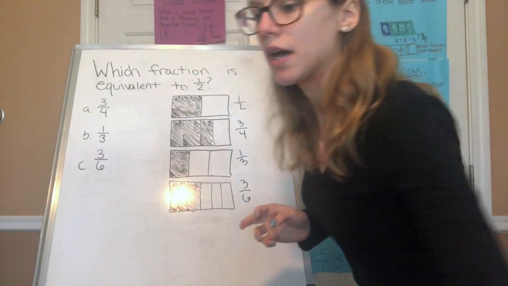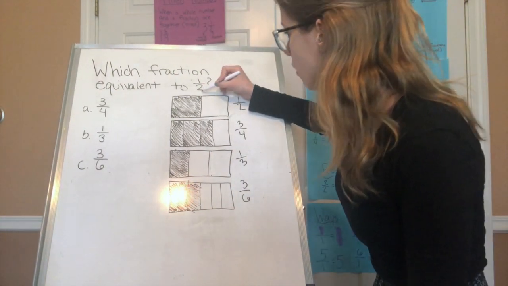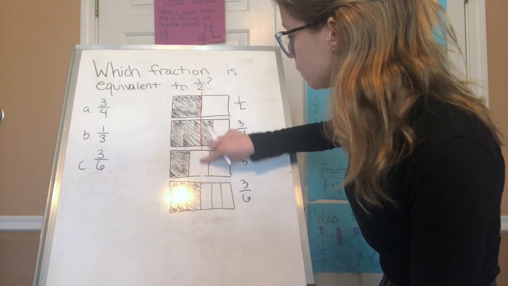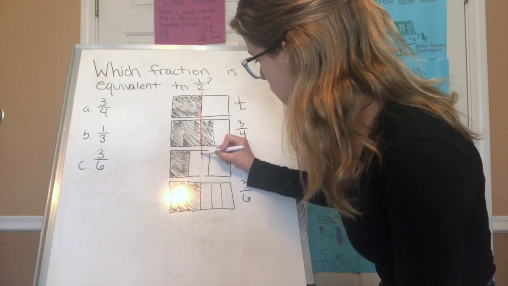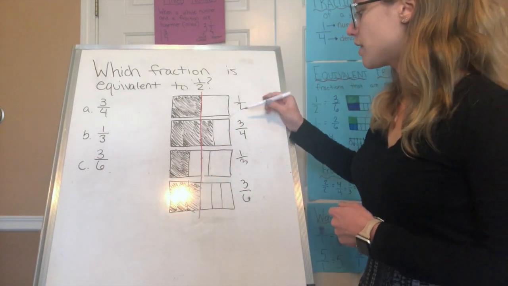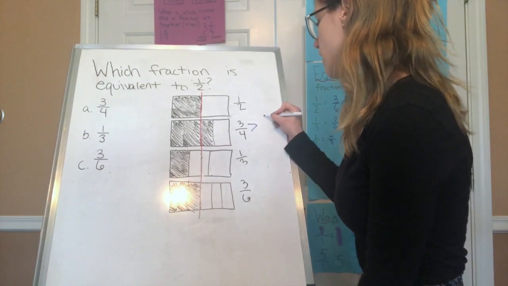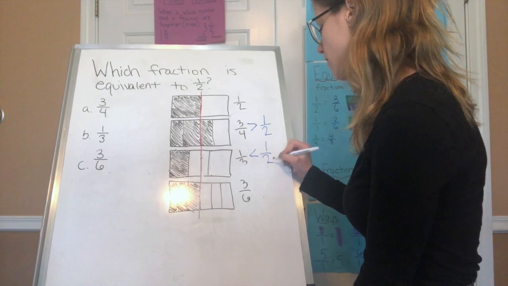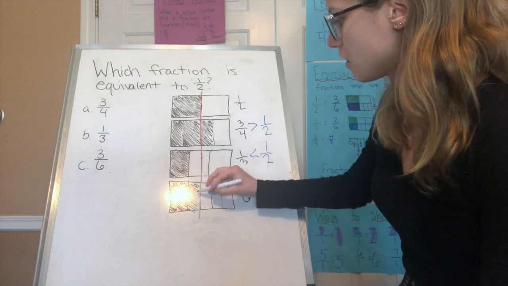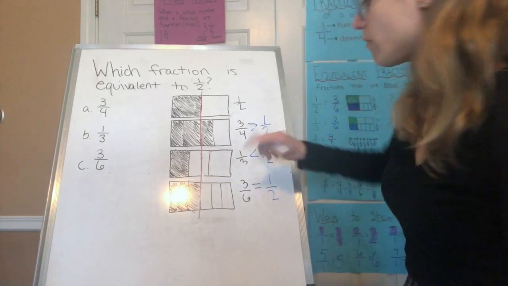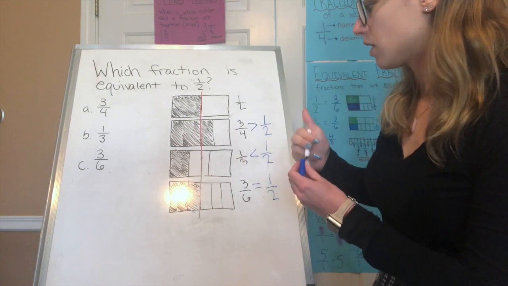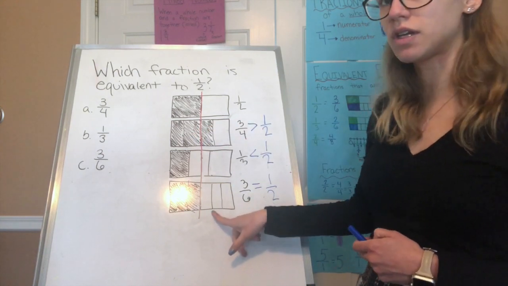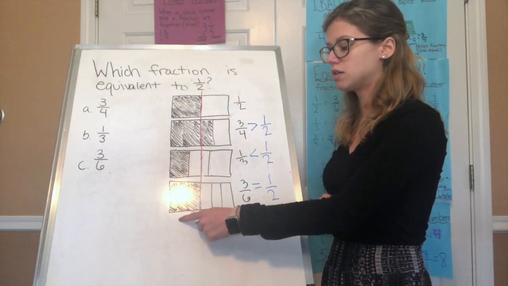So now what I'm going to do is just draw a line to show where 1/2 would be in all of the fraction bars. So I see that 3/4 is greater than 1/2. I see that 1/3 is less than 1/2. And then I see that 3/6 is equal to 1/2 because it has the same amount shaded in. This part has less and 3/4 has more shaded in. The 3/6 is equivalent because it has the same amount shaded in, or it's the same amount of my whole.